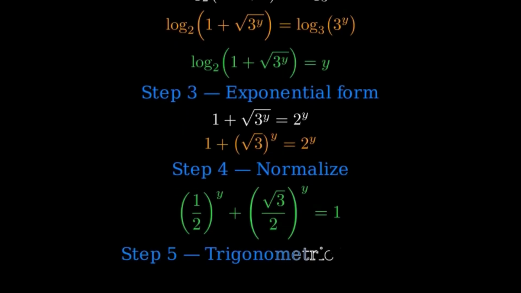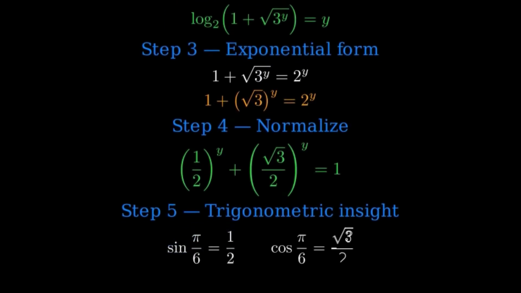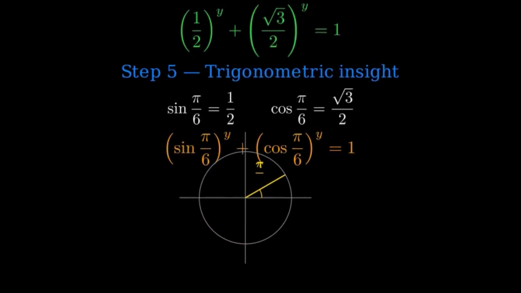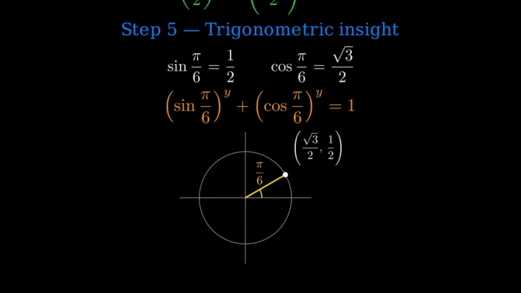Step 5. Recognize familiar trigonometric values. Sine of pi over 6 equals 1/2, and cosine of pi over 6 equals square root of 3 over 2. Replace into the equation to get sine pi over 6 to the y plus cosine pi over 6 to the y equals 1. Let's visualize pi over 6 on the unit circle.